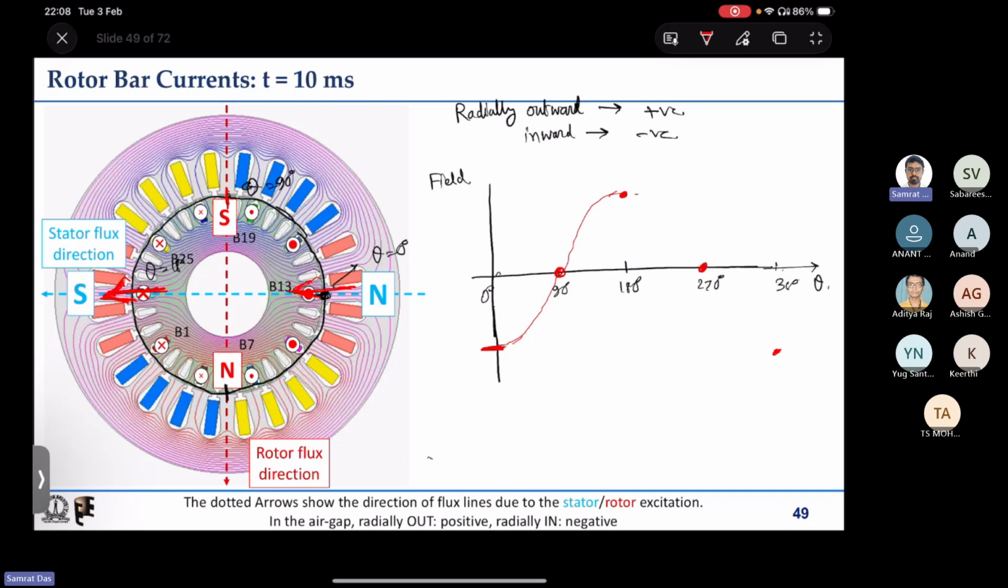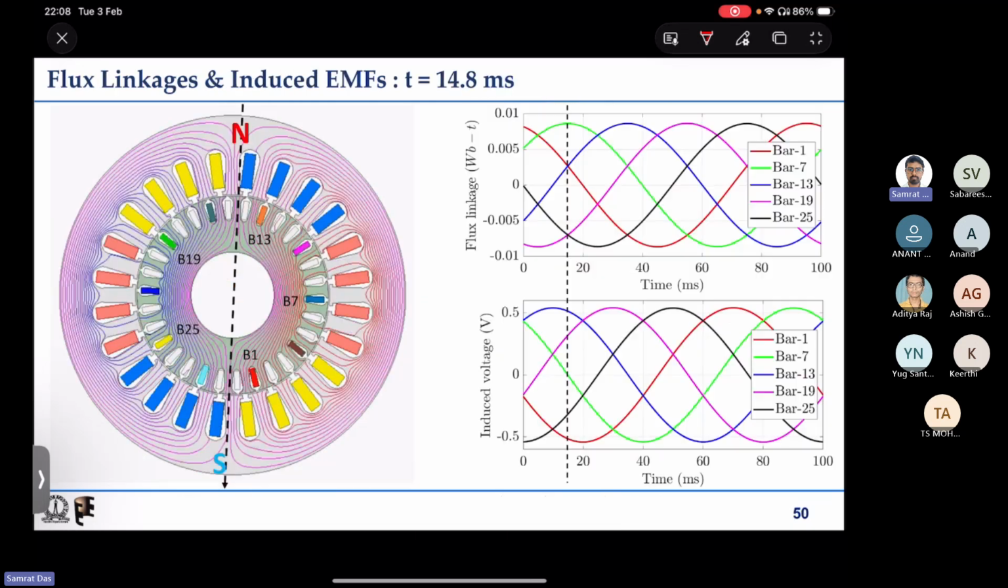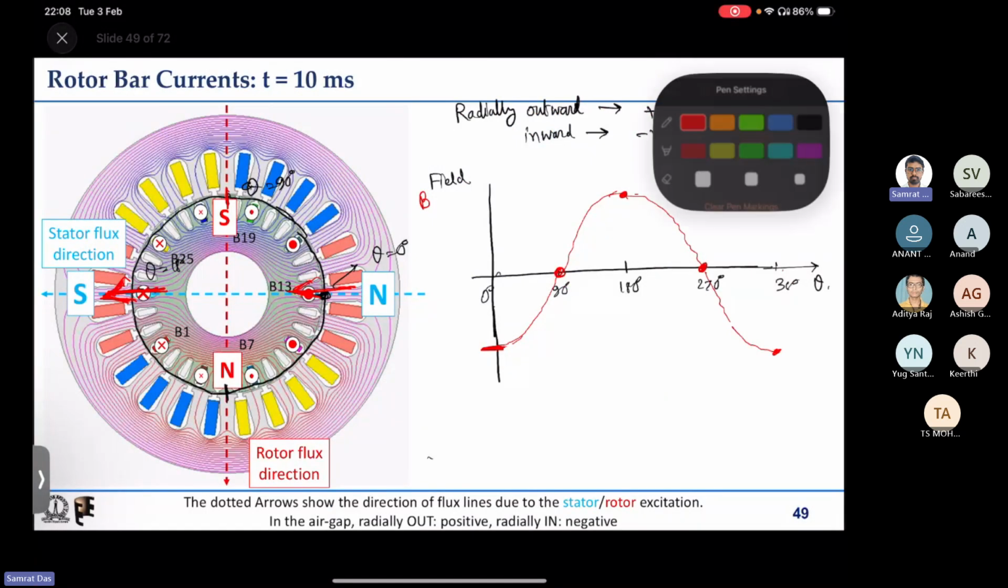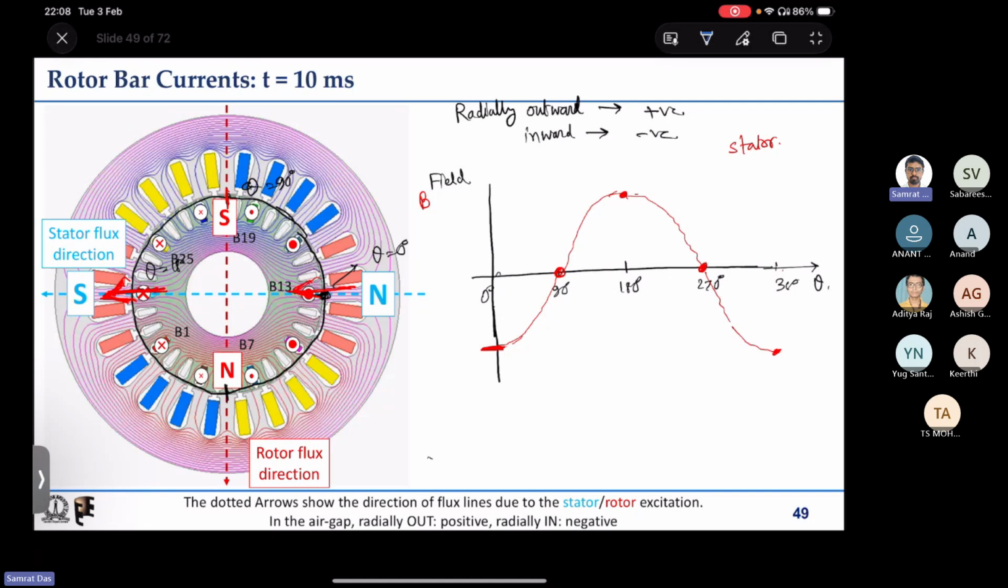If I try to draw only the fundamental of it, because if this is B, then there will be slot harmonics, as we have seen in the earlier case. So this is about the stator field. Now let us try to look at the rotor field. Our stator field was blue, so probably I should make it blue here, and we will mark the rotor field with red.